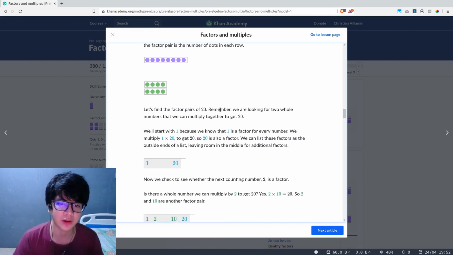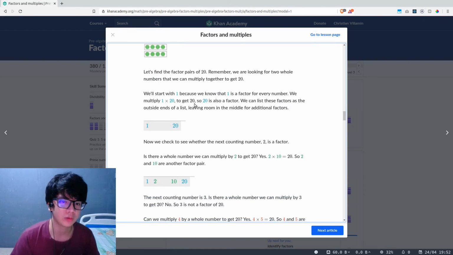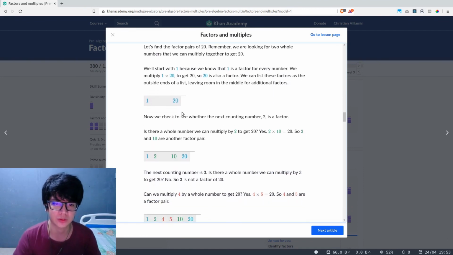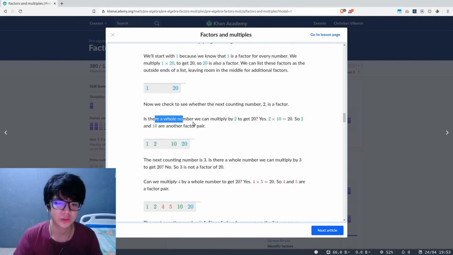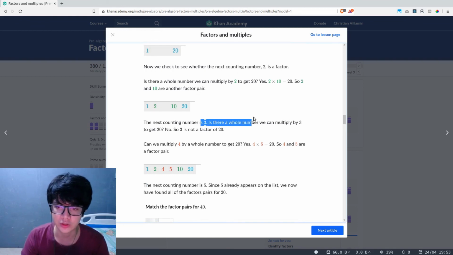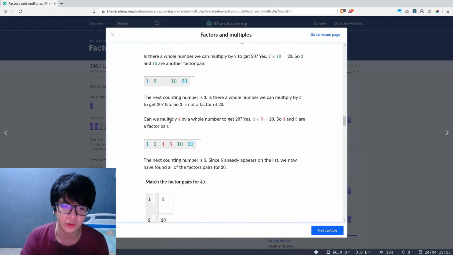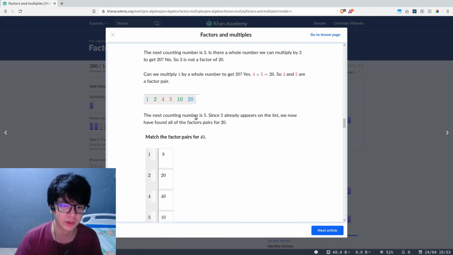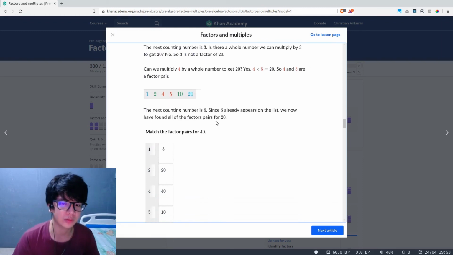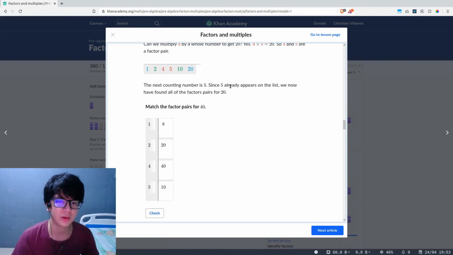Okay, let's find the factors now. We are looking for two whole numbers that we can multiply to get 90. We start with 1, because 1 and 90 is a factorization. 2 and 45, yep. 3 and 30, yes. 4, no. 5 and 18, yes. 6 and 15, yes. The next counting number is 9. Since 9 already appears in the list, we now have all the factors.